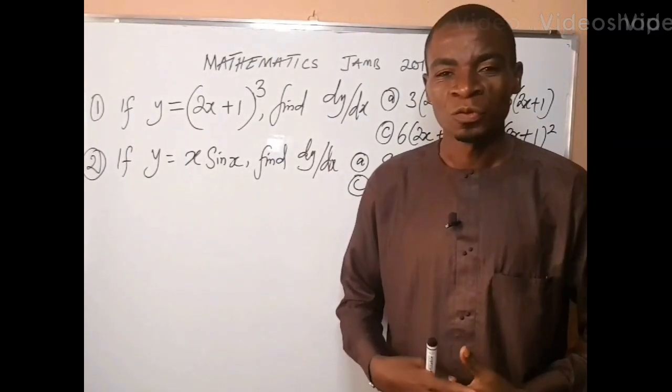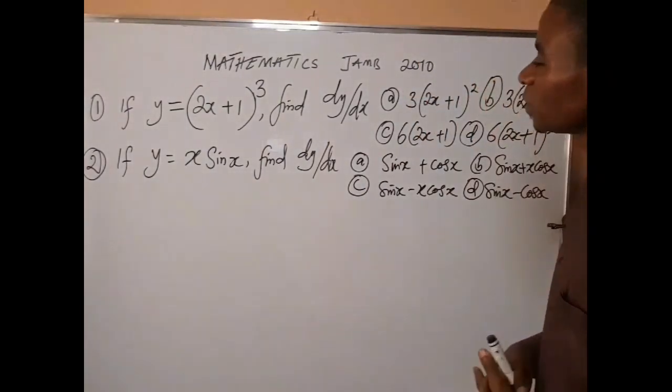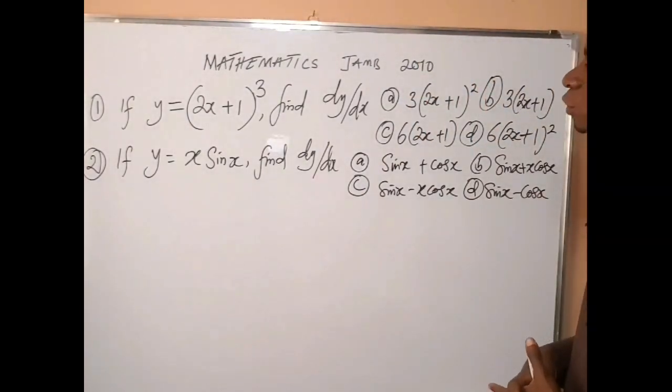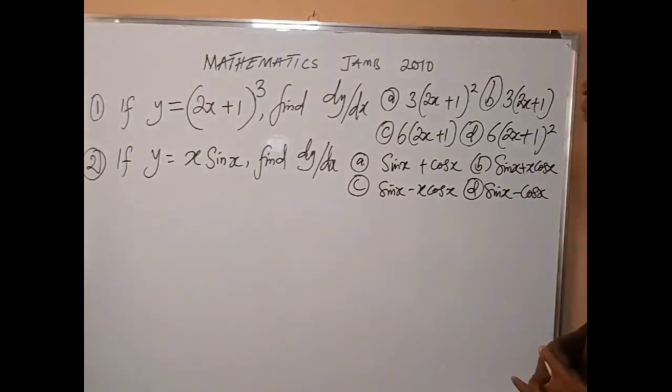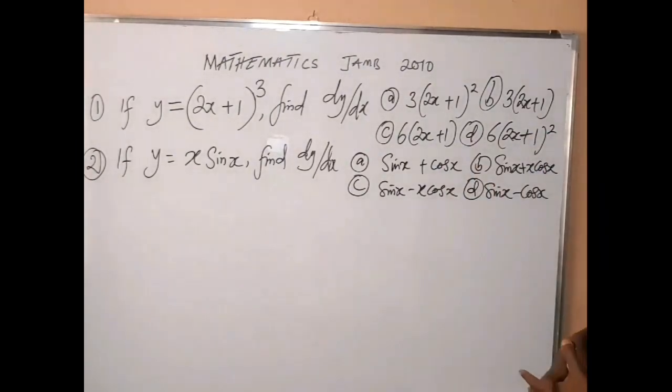Today I shall provide a solution to this very problem. The first question is saying if y is equal to (2x + 1) raised to power 3, we should find dy/dx, and we have the options there. And number 2, if y equals x sin x, find dy/dx as well. We have the options here.